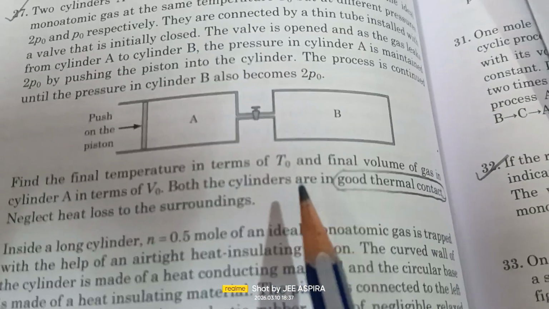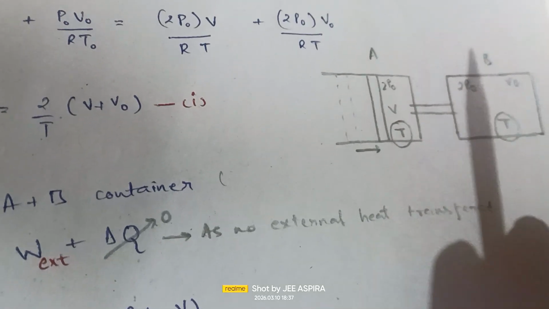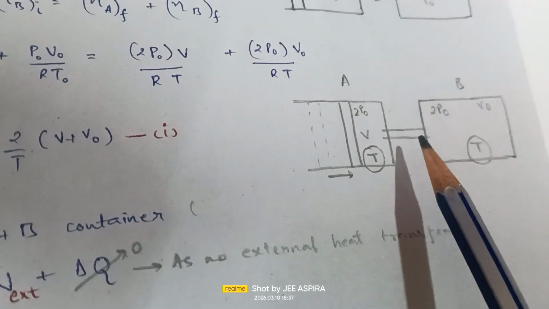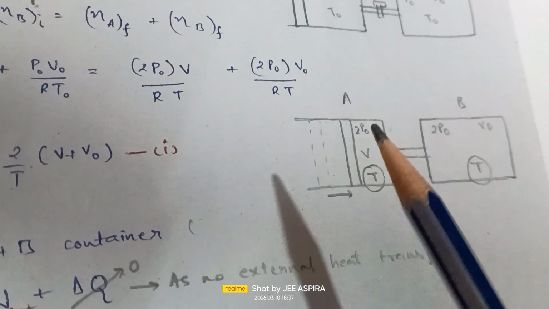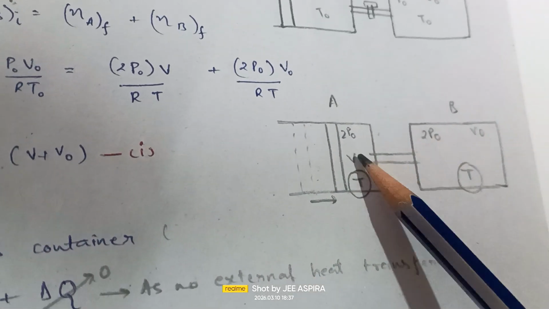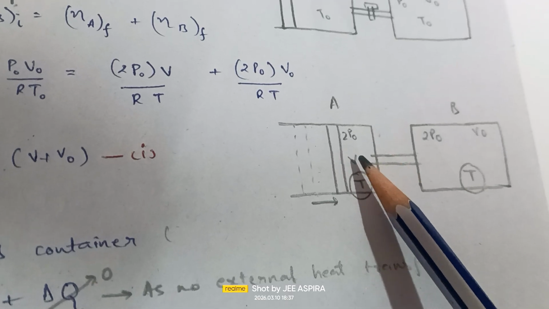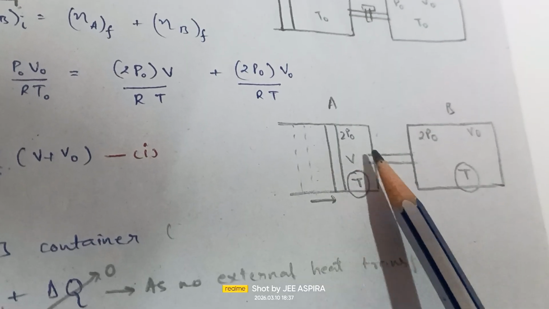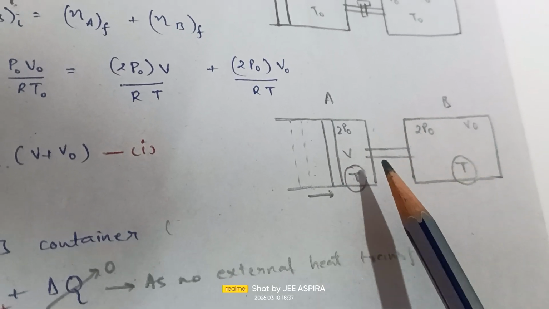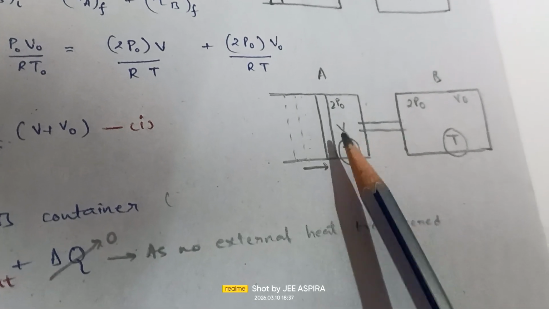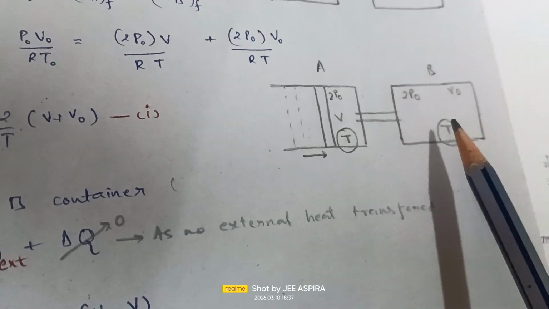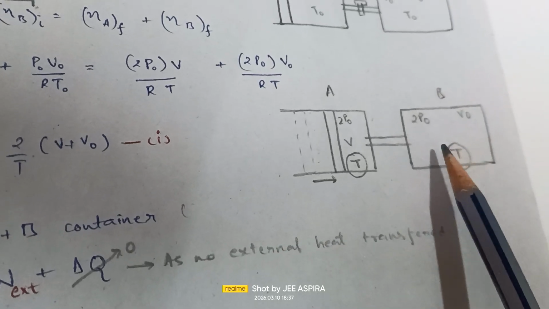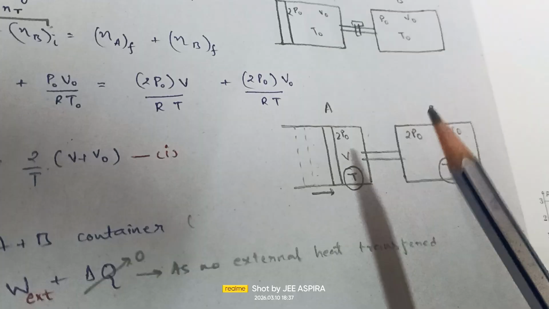It is said in the question that both the cylinders are in good thermal contact. This means the temperature distribution is uniform, right? Means if the temperature increases by delta T, it is spread uniformly. So finally, if the temperature is T for container A, it will be the same temperature T for container B, right?